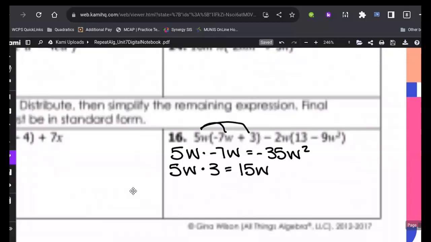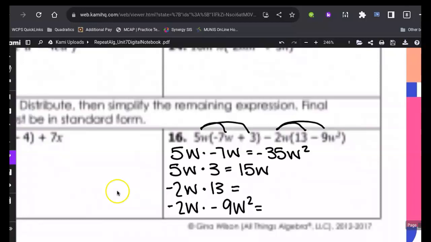And then I'm going to distribute negative 2w times 13, so now I'm doing the second set, and then I'll do negative 2w multiplied by negative 9w to the second power. Negative 2w times 13 gives me negative 26w. And then negative 2 times negative 9 gives me 18. I have 1w and 2w's, which gives me 3w's total.